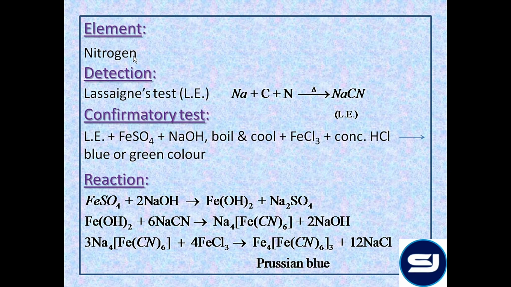To summarize, in the detection test of nitrogen, the lassaigne extract is NaCN. It's treated with alkaline ferrous sulfate and acidic ferric chloride overall to form blue or green color, which refers to ferroferricyanide or Fe4[Fe(CN)6]3, the whole thrice compound, which is commercially called Prussian blue.